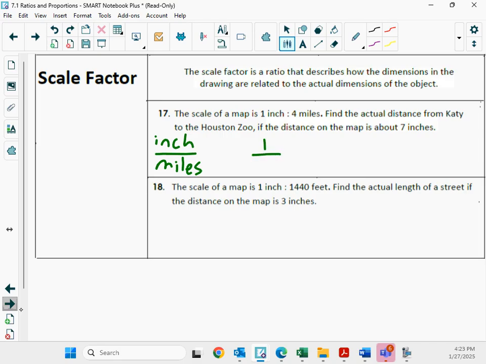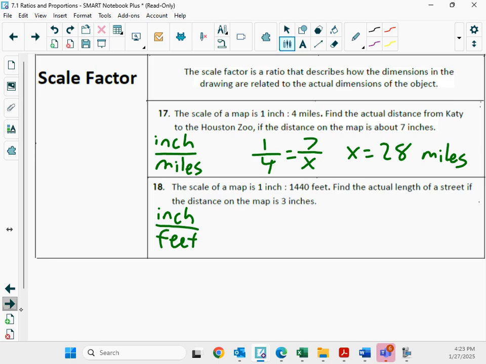If 1 inch corresponds to 4 miles, 7 inches means how many miles? That's what this question's asking. We can cross multiply, we get x equals 7 times 4, which is 28, so 28 miles. What about this one? 1 inch corresponds to 1,440 feet. So now I'm comparing inches to feet. If 1 inch is 1,440 feet, 3 inches means how many feet?